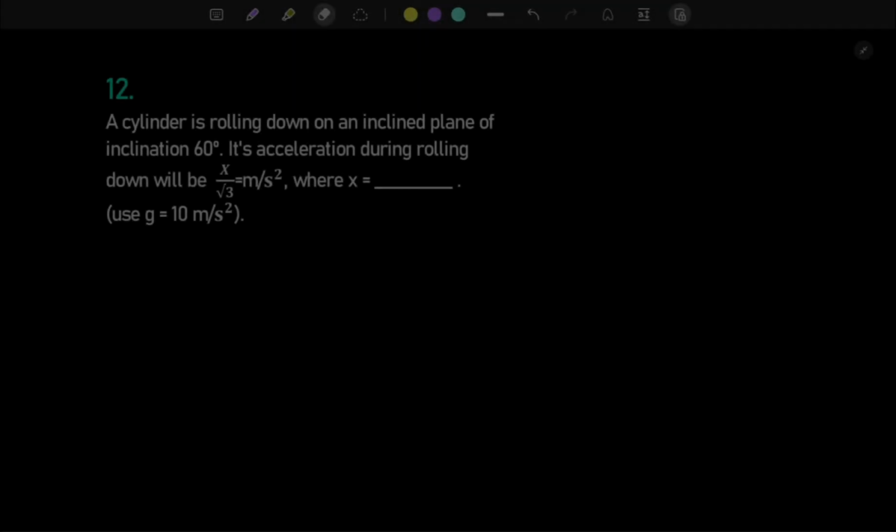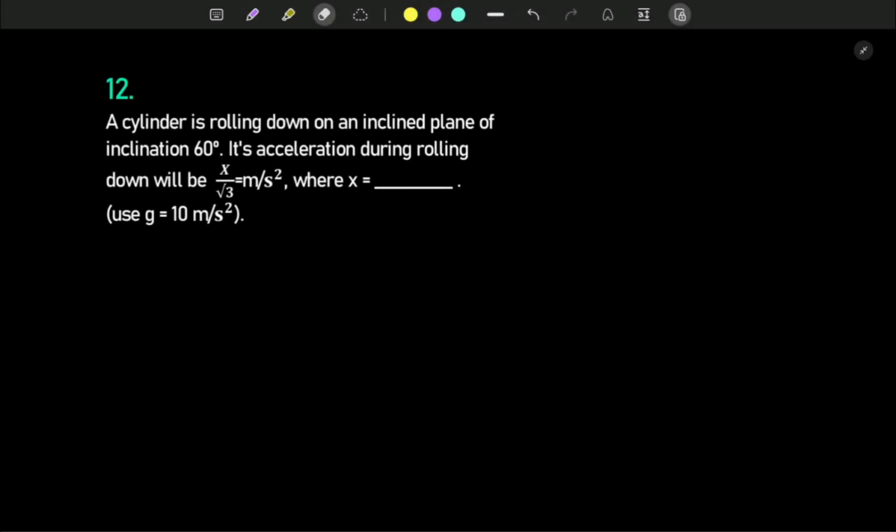So here is our next question. A cylinder is rolling down on an inclined plane of inclination 60 degrees. Its acceleration during rolling will be x by root 3 meter per second square, where x is? So first of all, let me tell you what is the formula to be used for acceleration. Suppose this is an inclined plane.